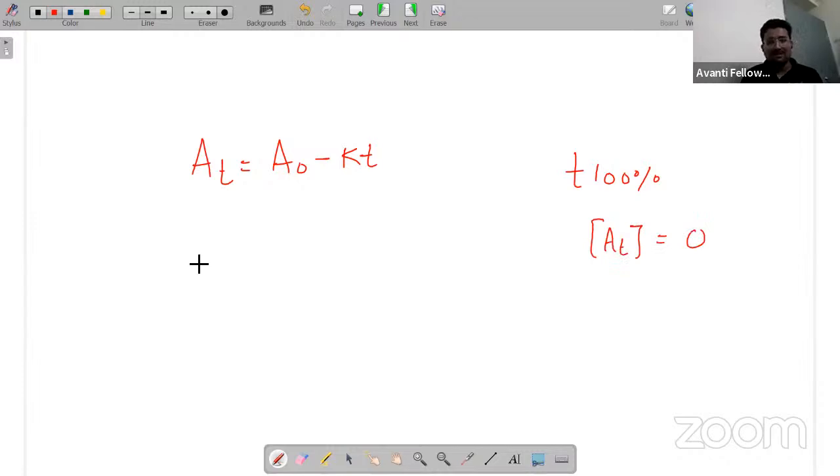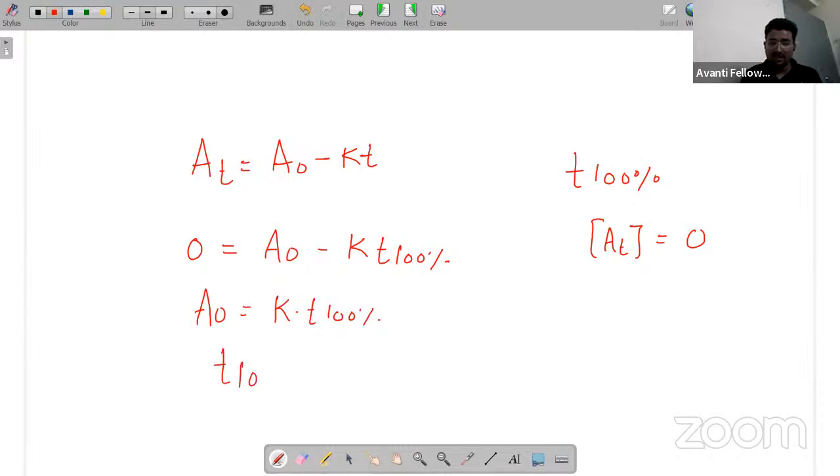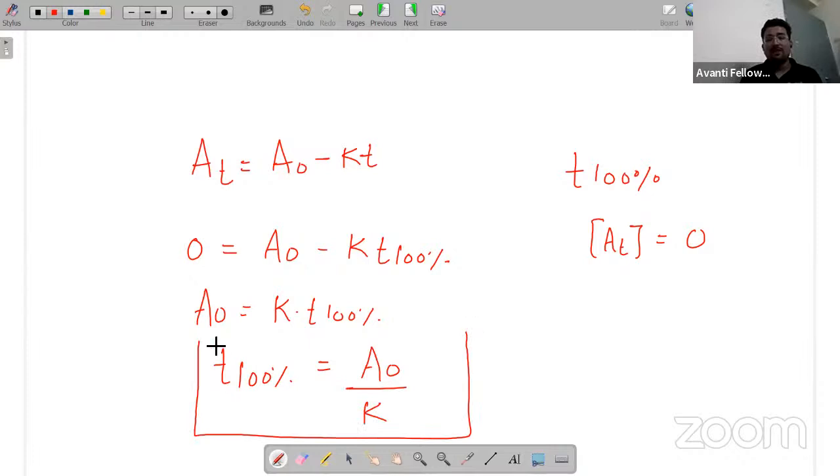So A_t will become 0. And the initial concentration we can write as A naught minus K times t at 100%. Now you can clearly see that A naught equals K times t 100%. So here we get t 100% equal to A naught by K. So this is the answer. Time required for 100% completion is A naught by K.